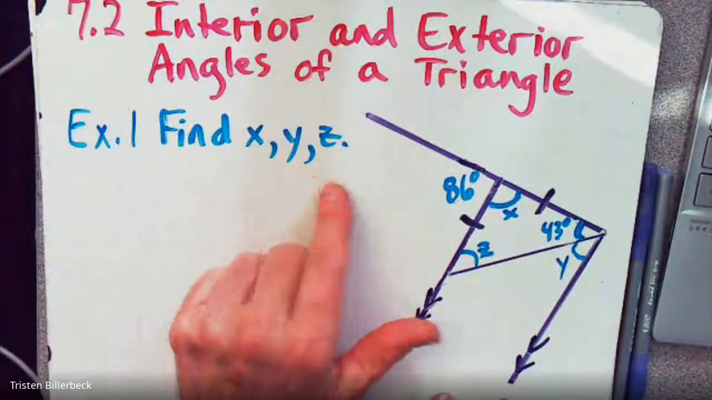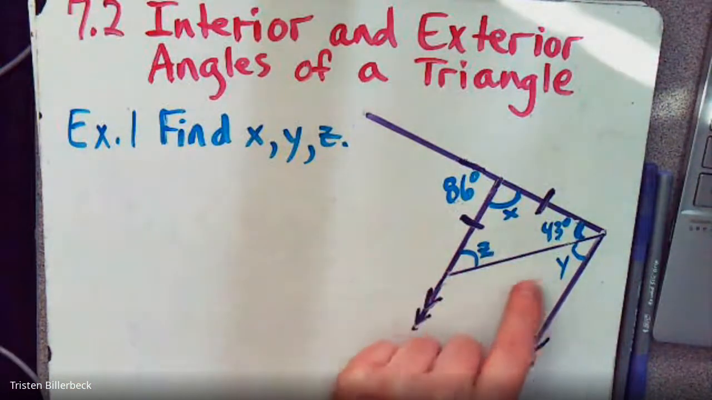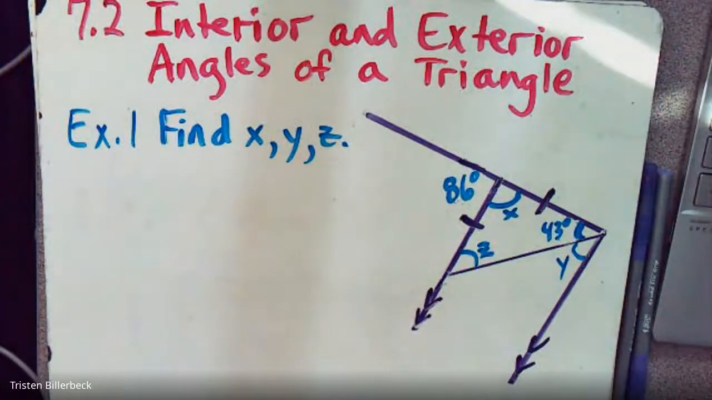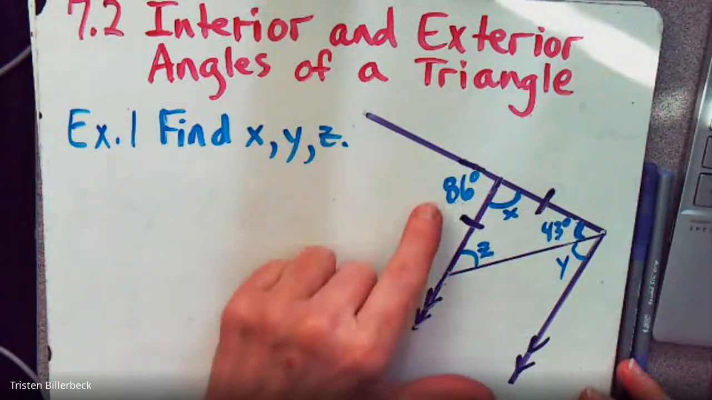We're going to look at 7.2, interior and exterior angles of a triangle. We want to find x, y, and z. We see we have two parallel lines here, so that gives us some information.